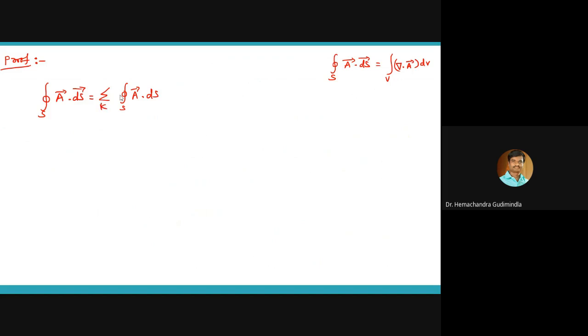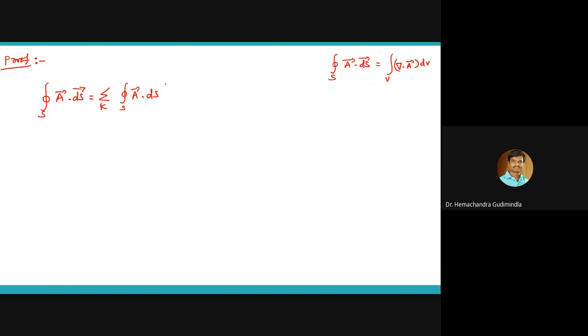I will use small k here. Consider a small room. In that room there are a lot of boxes, right? In that way I'm writing sigma k here. That means the total volume, I'm splitting into small cells. The total volume I am filling with small cells. How many cells are there? K number of cells are there. So the integral over S of A bar dot dS bar equals the sum over k of the integral over S k of A bar dot dS bar.